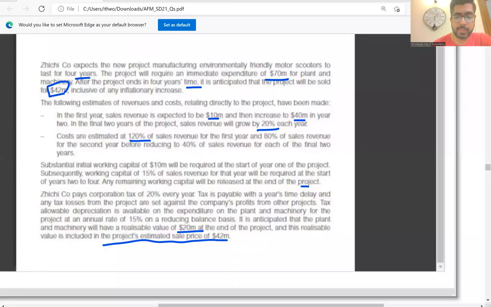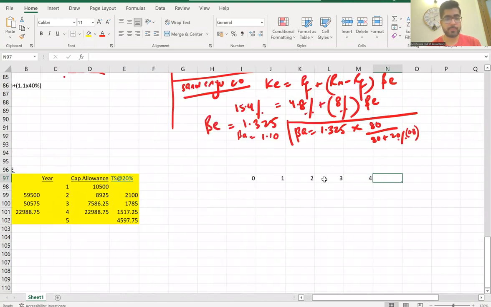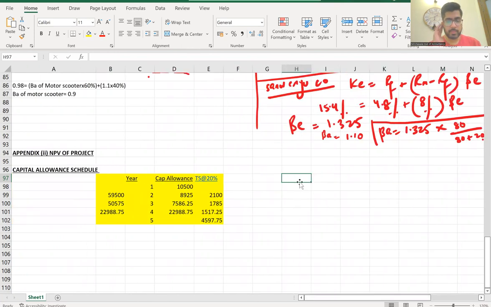Okay, so once we make the capital allowance schedule, we should next move towards the NPV calculations. And in NPV, it's a 4-year life, right? 0, 1, 2, 3, and 4.